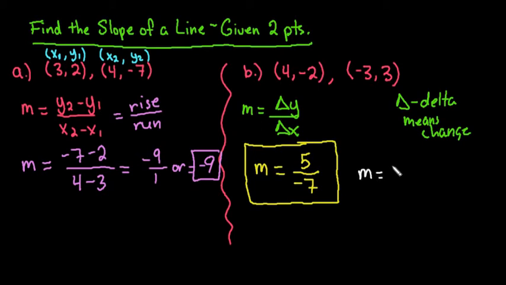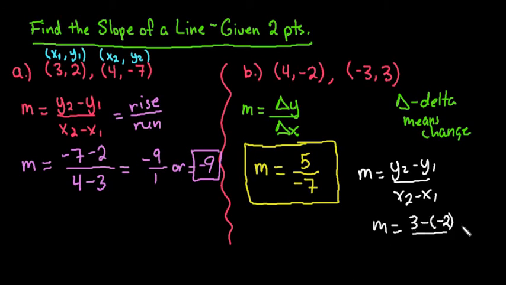If I would have used the other formula, the y2 minus y1 over x2 minus x1, notice my y2 is just 3, and then I would do 3 minus -2, which does give me 5. And if I do -3 minus 4, I do get -7. So you can see that I get the exact same thing either way. You can write it as 5 over -7. You could also write it as -5 over +7. You can put the negative out in front. So there are a lot of acceptable ways of writing this.